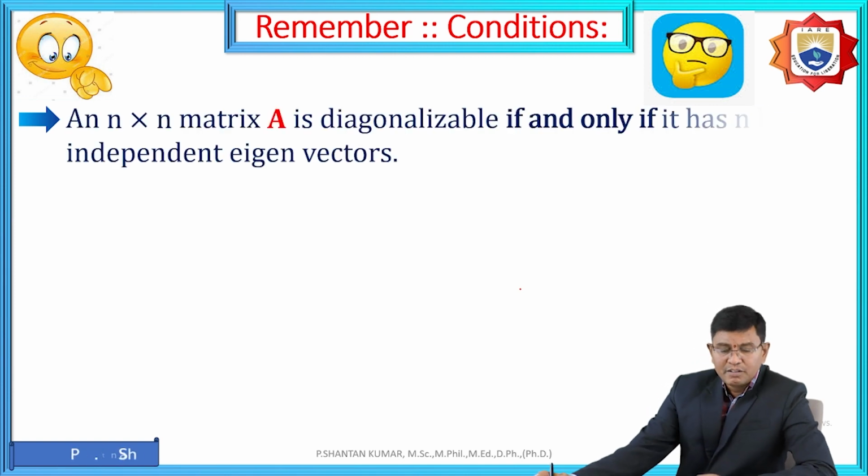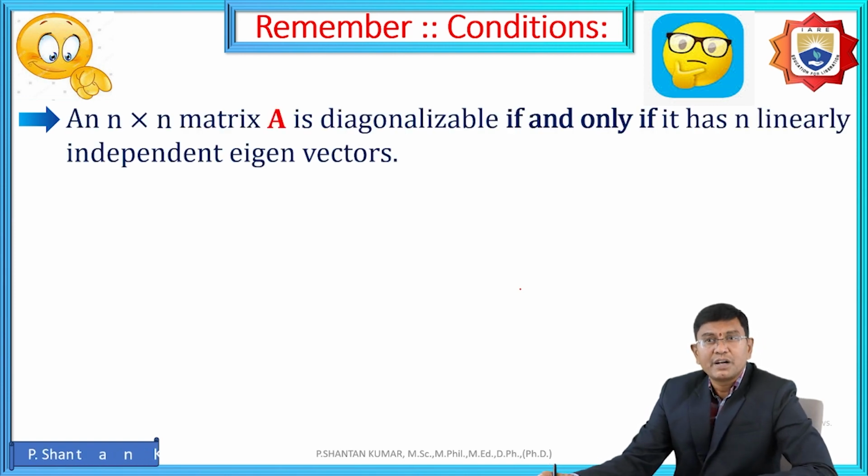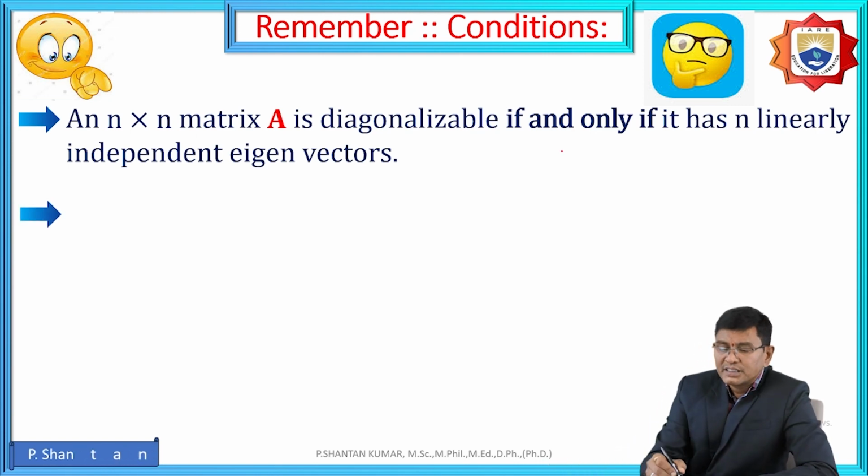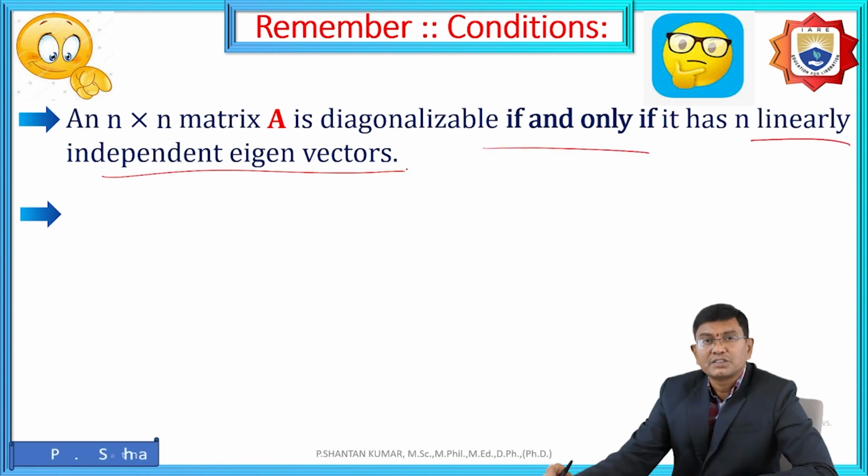And finally, remember when it is possible to diagonalize a matrix. That is also an important thing. Not all matrices are diagonalizable. That depends upon finding the eigenvalues and the corresponding eigenvectors. When we observe that the algebraic multiplicity and geometric multiplicity of a particular eigenvalue are both the same, then only the matrix is diagonalizable. Another condition: linearly independent eigenvectors also make the matrix diagonalizable.